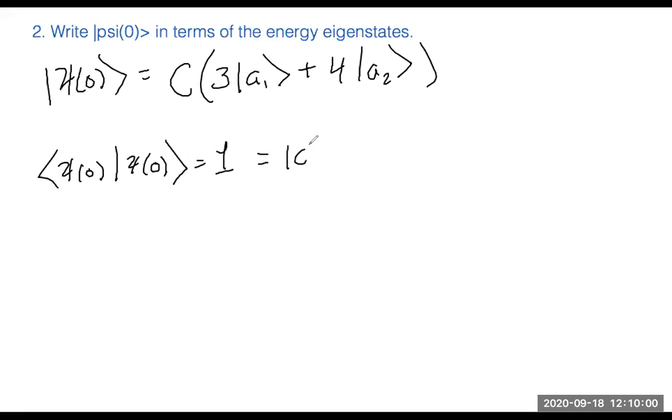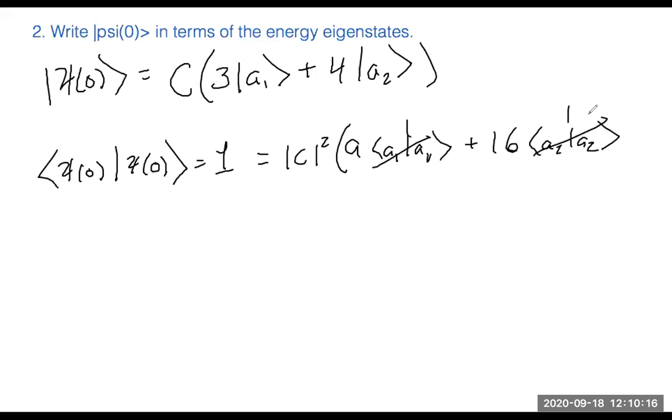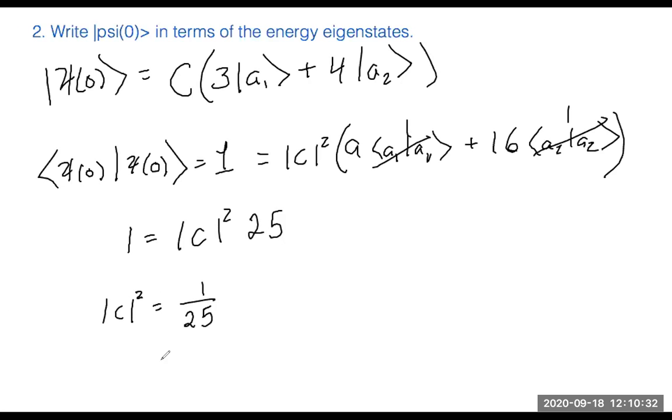This is equal to the absolute value of c squared times 3 times 3, so 9 inner product a1, plus 16 a2. This is 1, this is 1. Well, I've skipped over quite a few steps, obviously, but 1 equals the constant squared times 9 plus 16, which is 25. So c squared equals 1 over 25. c is going to be 1 over the square root of 25, which is 1/5.